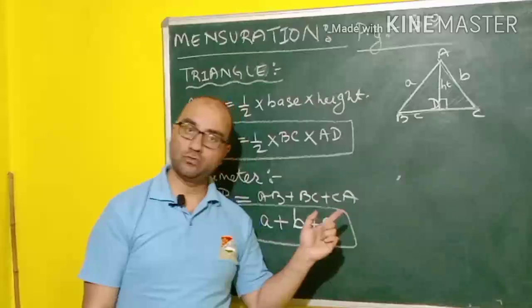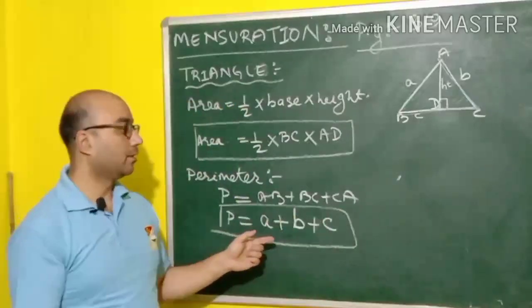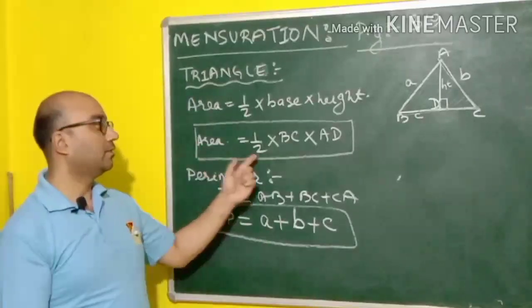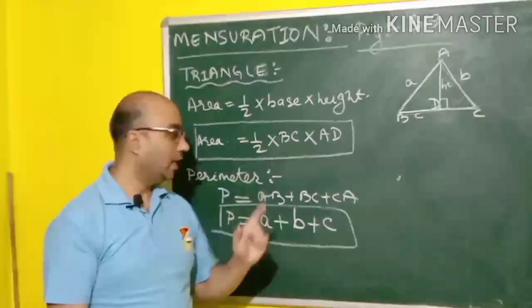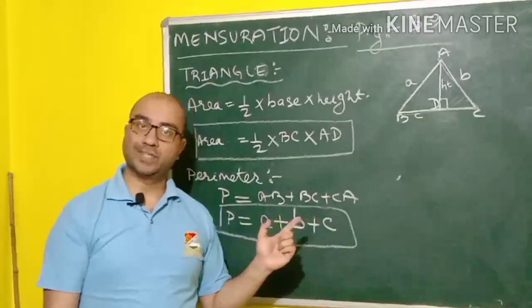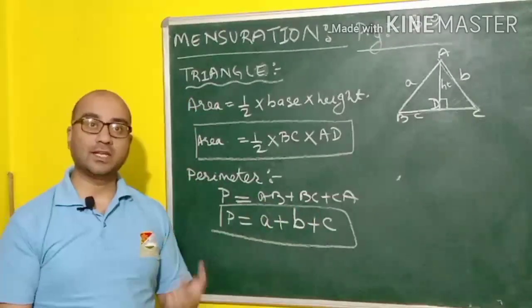So these are the two formulas you need to remember in mensuration for triangles: area is equal to half into base into height, and the perimeter is given by the sum of all the three boundary sides. Okay, now let us see our next plane figure.